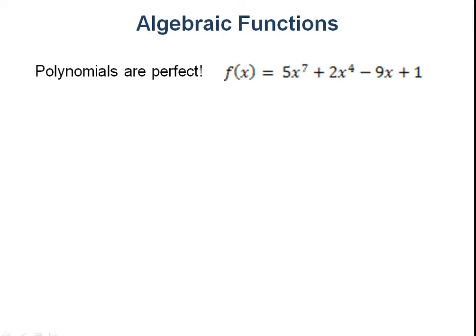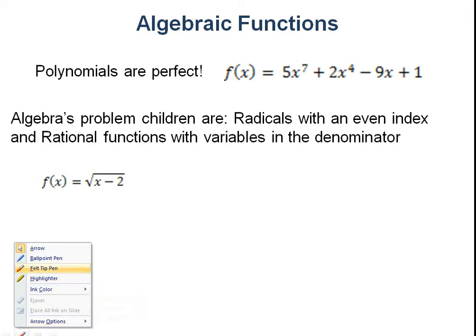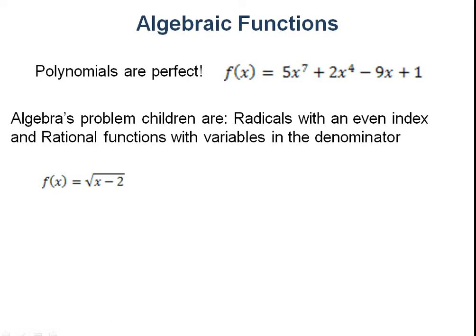Remember, algebra has two problem children. These are radicals with an even index, and then rational functions with variables in the denominator. Let's look at the radical first. We have to protect our range from imaginary results. Therefore, whatever is inside the radical must be greater than or equal to 0, and we must limit the domain accordingly.